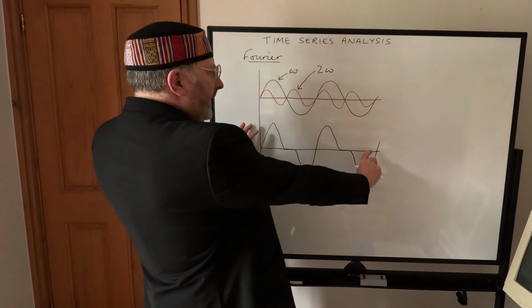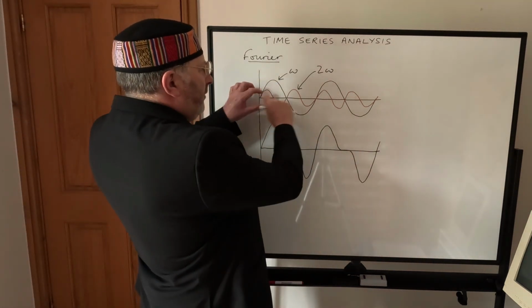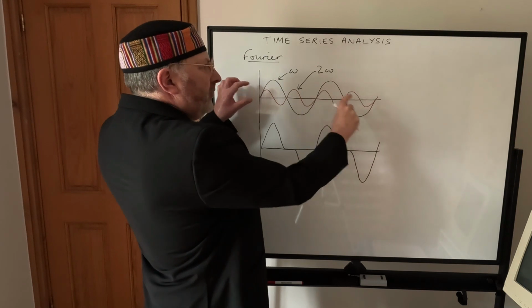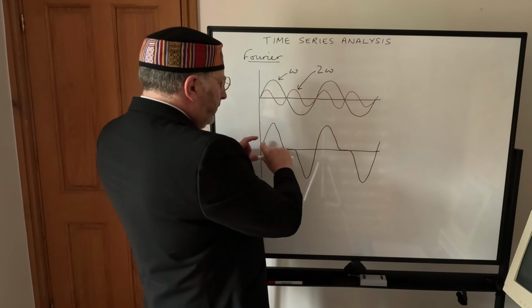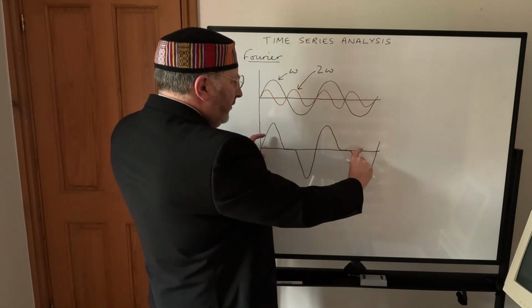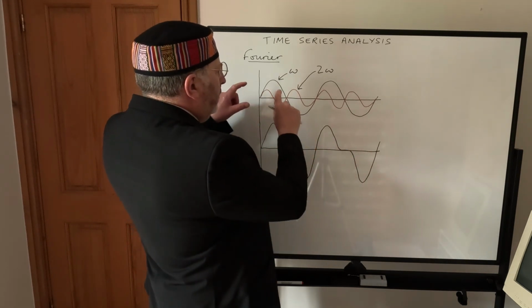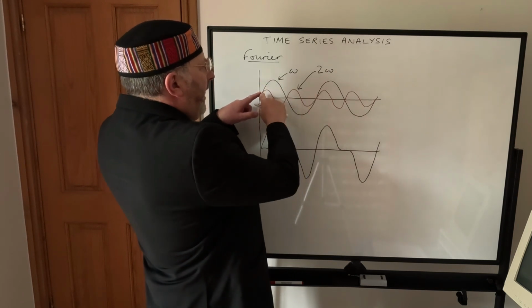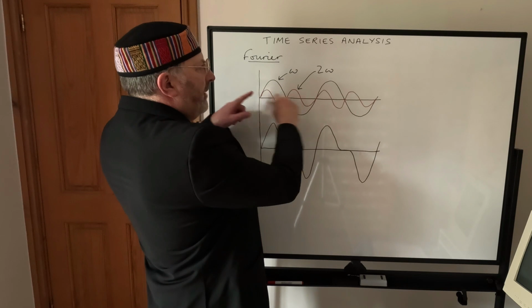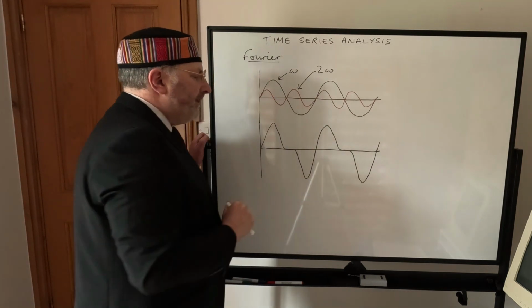So if we looked at that, we wouldn't necessarily see straight away that it's composed of those two sine waves. But Fourier analysis is about taking something like this and working out what it is composed of. In this case, a sine wave and another sine wave of half the amplitude and twice the frequency.